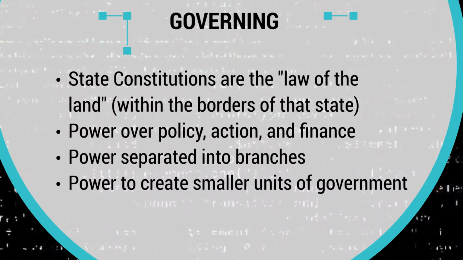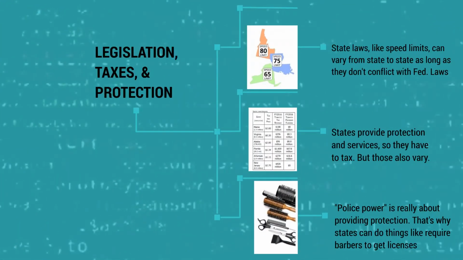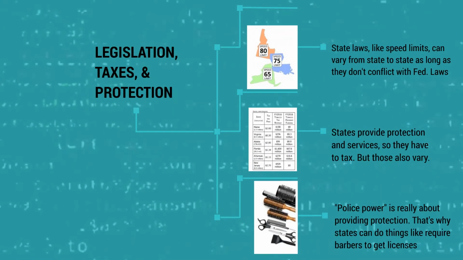I already talked about that. And then power to create smaller units of government, counties, for instance. All right, so you see legislation here. State laws like speed limits can vary from state to state as long as they don't conflict with federal laws. So if you go from one state to the next, you see that the speed limits can change.